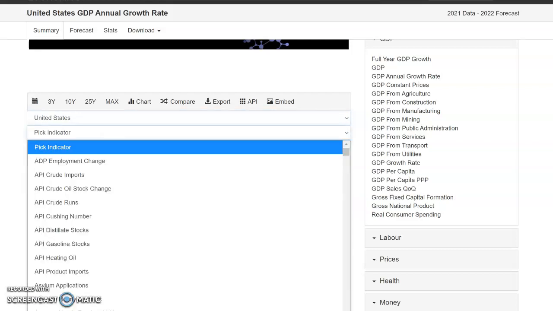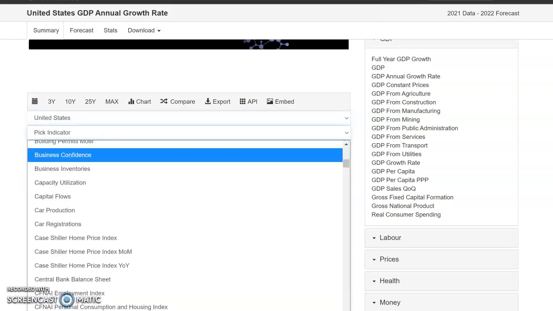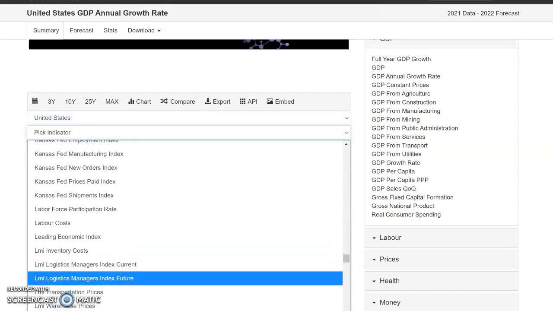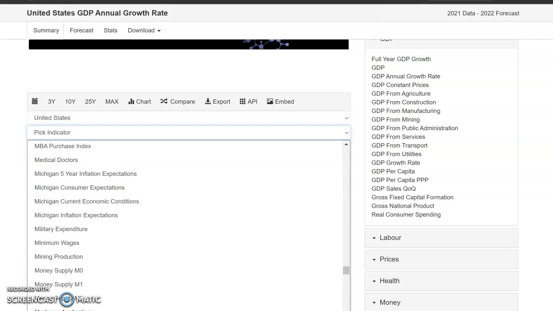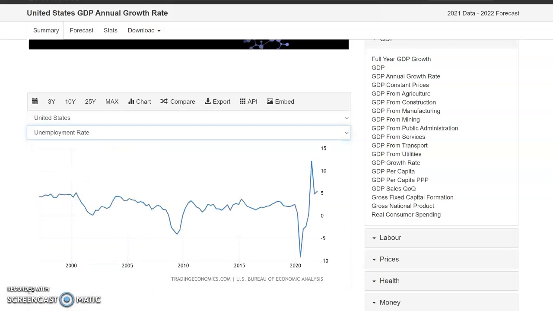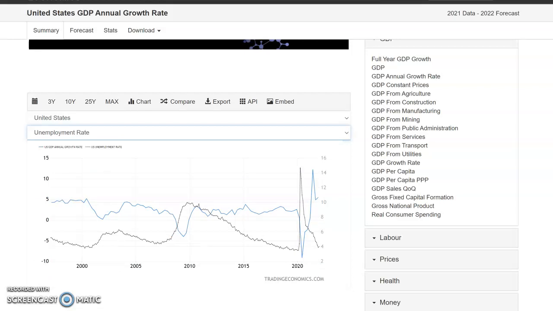The same economy, two different data series. That's what I'm trying to look at. And then pick indicator. Here I'll pick the unemployment rate. Now you see how these two series are related to one another.